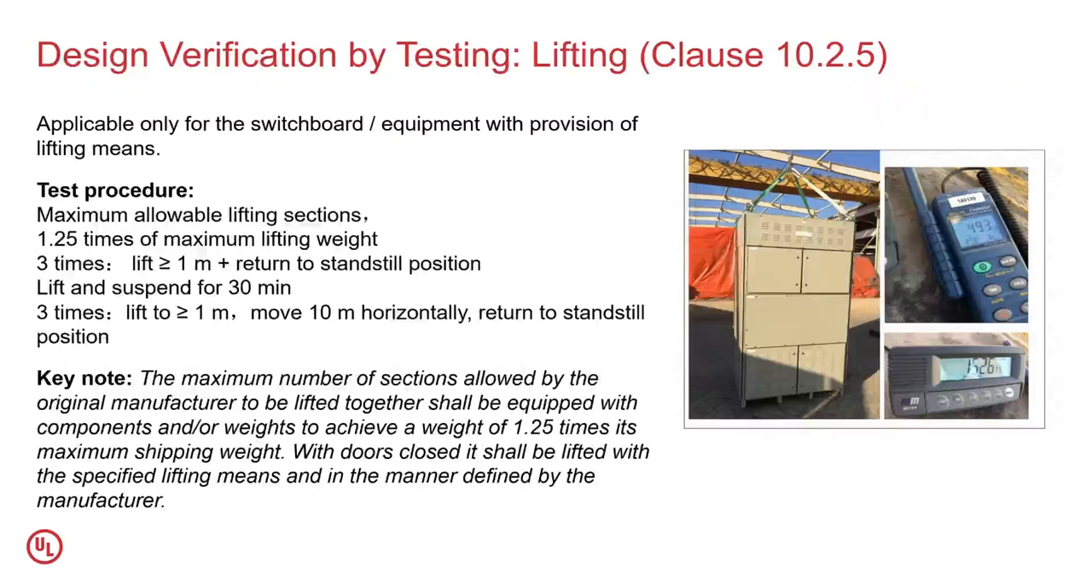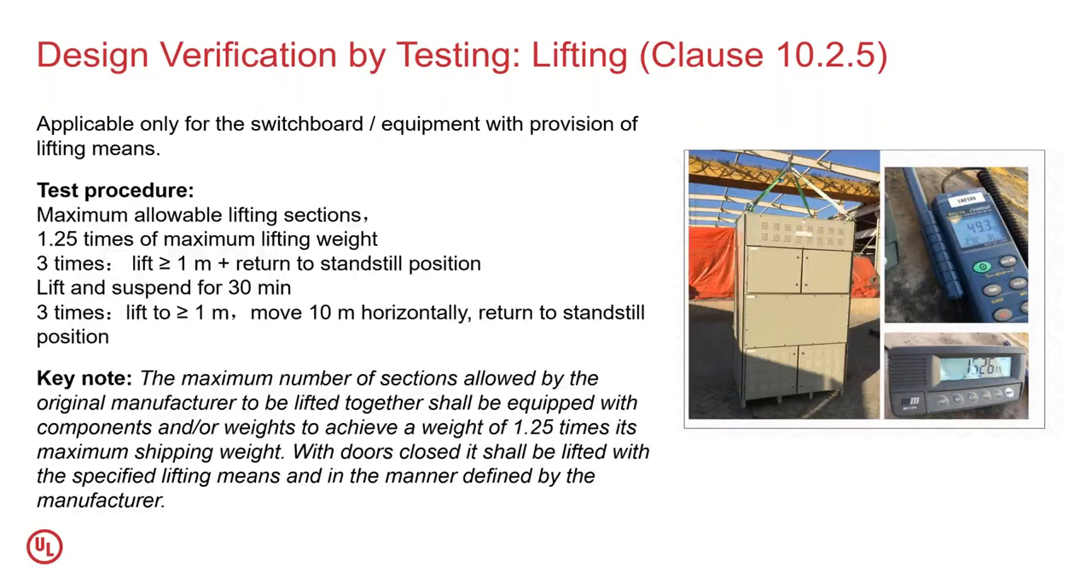Then is lifting. Very, very simple. Basically, you are using a lifting hook, and we are going to test the lifting hook capacity. Can it withstand the lifting load when applying 1.25 times the maximum lifting weight? Example, if it is 100 kgs, we are going to add 125 kgs and lift as per the procedure explained in the standard. Then we conclude the lifting hook is suitable for the switchboard lifting section without any harm.